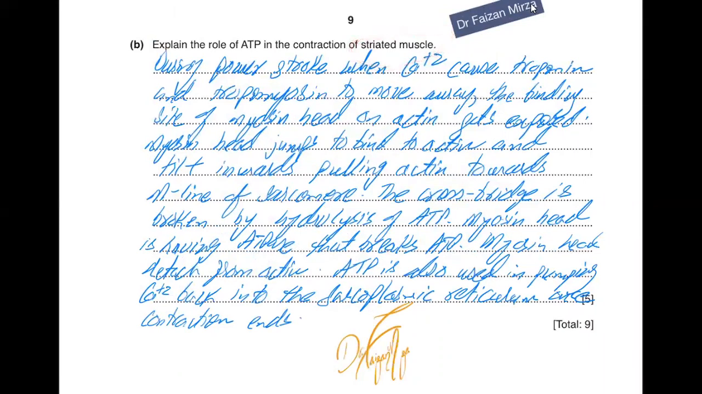We know that calcium actually triggers the release of acetylcholine as well, as the neurotransmitter in the presynaptic neuron. But in the striated muscle, calcium performs another function. It binds to troponin, and once troponin is attached with calcium, tropomyosin moves away. So when troponin and tropomyosin move away, the binding site of the myosin head on actin gets exposed.